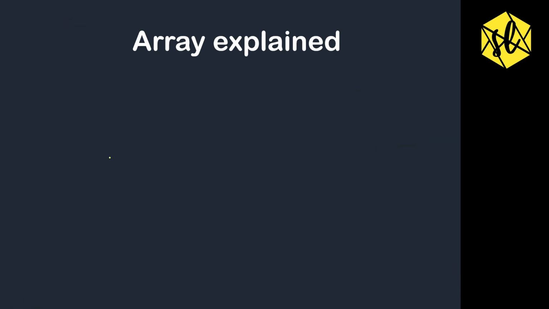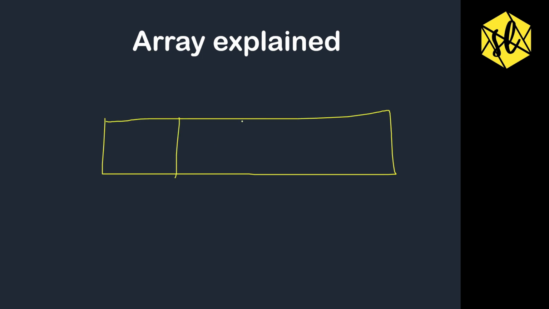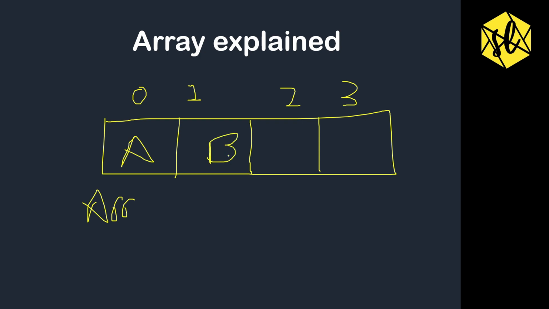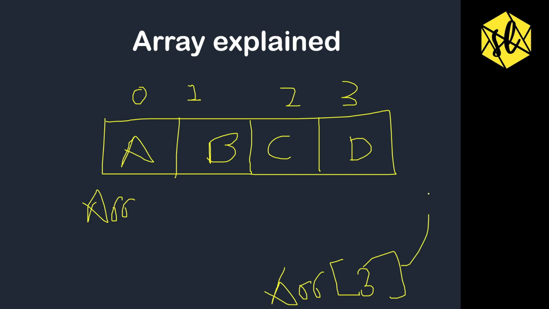Yeah, now let's say we have an array. This time we have 4 memory blocks. We have index 0, 1, 2 and then 3. Also we have a name here, ARR. After that we also have values like A, B, C and D. What will happen if we ask the user to access ARR of 3? The user can access this block, that is the D.